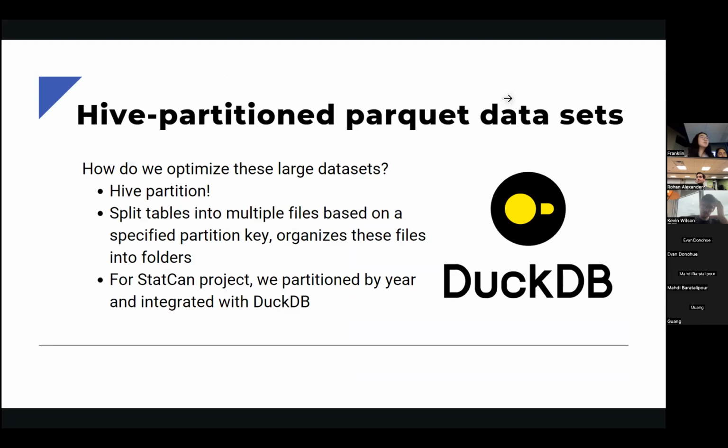Okay, so continuing with this now converted data through optimal Parquet file conversions, the next step is to consider optimization of these large data sets. As we're pulling a multitude of different data sets over decades of years in our StatCan example, one of the strategies for optimization was to convert this data to Hive-partitioned Parquet data sets. In essence, Hive partitioning is a partitioning strategy that is used to split a dataset's tables into multiple files based on a specific partition key and organize these files into folders, allowing for more efficient query response time and storage.